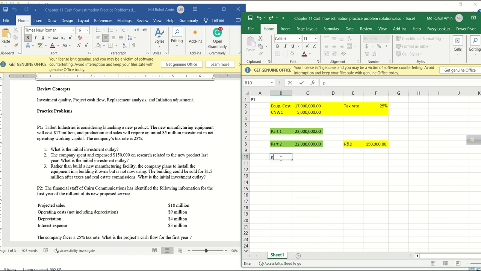What else? Part 3. But rather than build a new manufacturing facility, the company plans to install the equipment in a building it owns, but is not now using. The building could be sold for 1.5 million after tax and real estate commissions. What is the initial investment outlay? So the building sold is 1.5 million.